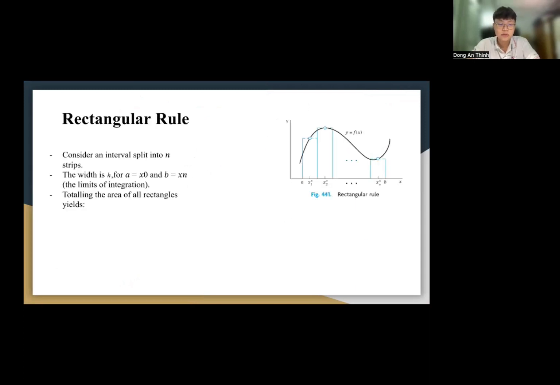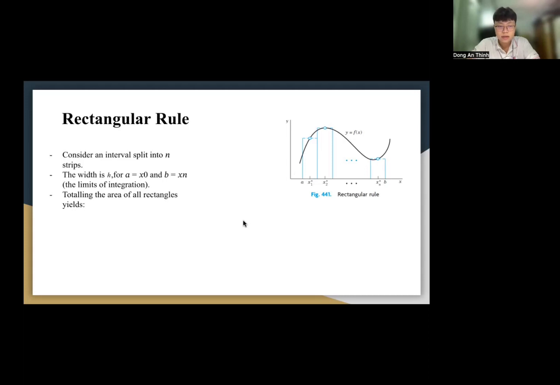First, rectangular rules. We will consider an interval split into n stripes. It will have the following x coordinates, like x0, x1, x2, and so on, corresponding to the y coordinates. The height of each rectangle is defined to be the y coordinate at the middle point of each pair of x coordinates.